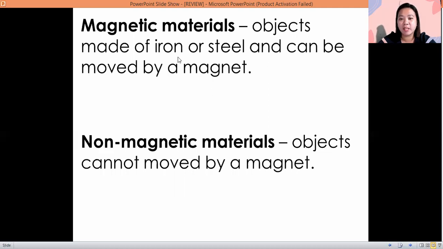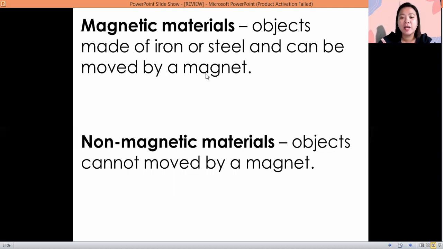Okay, and the last one, please remember what are the magnetic materials. They are the objects made of iron or steel and can be moved by, correct, by magnet. So please remember some examples of magnetic materials. What are the examples? Of course, the spoon and fork, the spoon, the fork, what else? Yes, nails, all right? So now what about non-magnetic materials? These are the objects that cannot be moved by a magnet. We have your book, we have your, what's this? Notebook, comb, right? They are the non-magnetic materials.